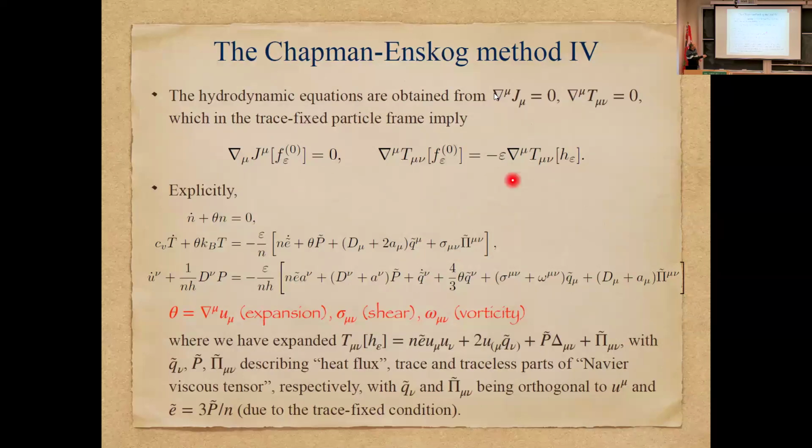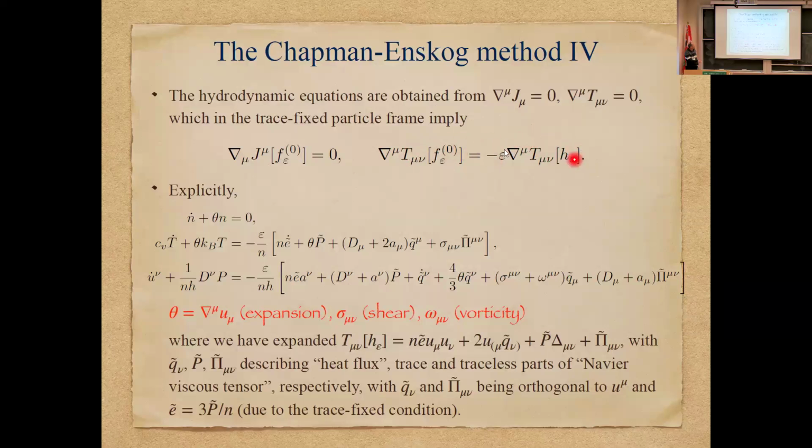So if you now impose the balance equations, then the continuity equation will be simple because remember that J mu in the frame I've chosen coincides with the J mu that you construct out of F0. So this equation will just give you a standard continuity equation. But if you look at the divergence of T mu nu, it will have a zeroth order part, and then on the right-hand side there will be an epsilon term, the divergence of T mu nu of the correction H epsilon.